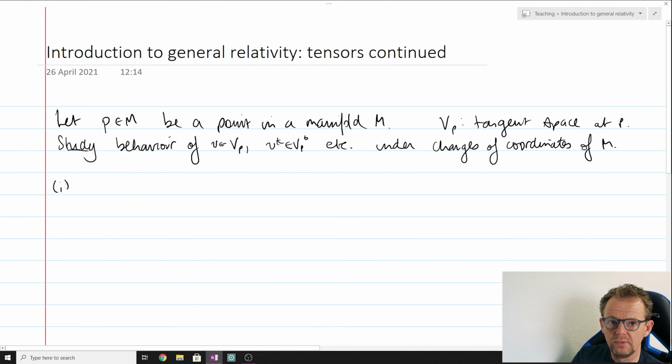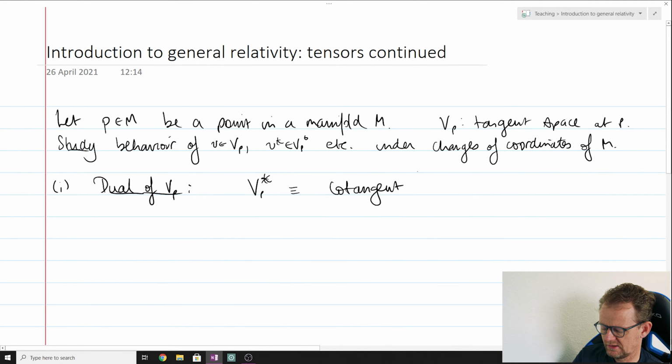So let's take a look at Vp star. Namely, Vp star is the dual of the tangent space Vp. Vp star has a name. When you take the dual of the tangent space, you give the resulting vector space Vp star a name. You call it the cotangent space in differential geometry. And the elements of Vp star are now called covariant vectors.